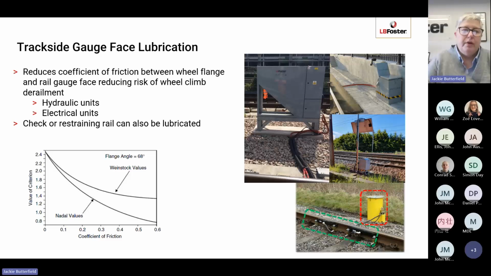It's also worth noting that lubrication of check or restraining rail can also help in terms of reducing the risk of derailment. Obviously, if you have a check or a restraining rail and you have back of flange contact there, and there is a high coefficient of friction between the back of the flange and the restraining rail, then that will also increase the risk of derailment and wheel climb.